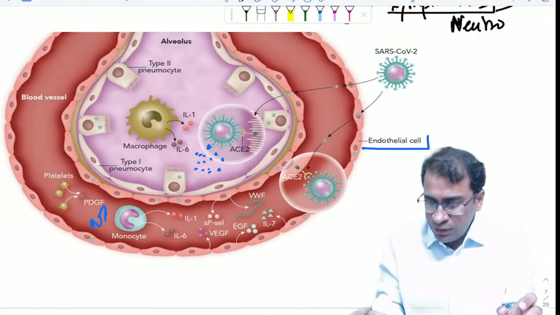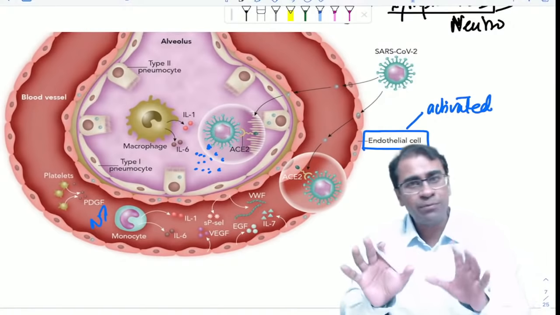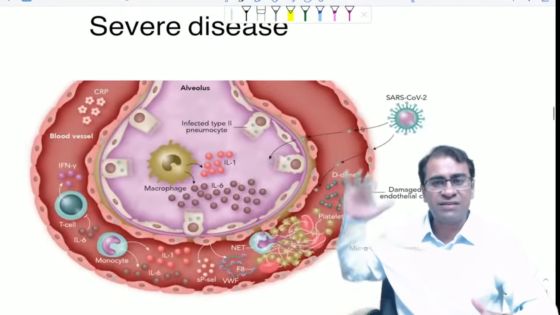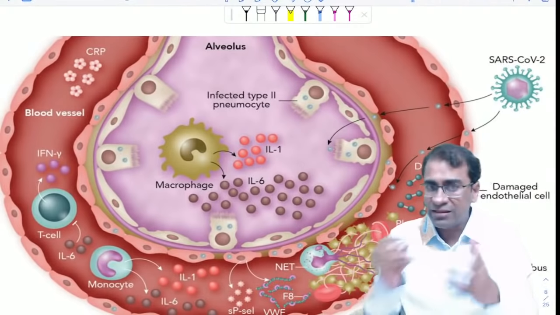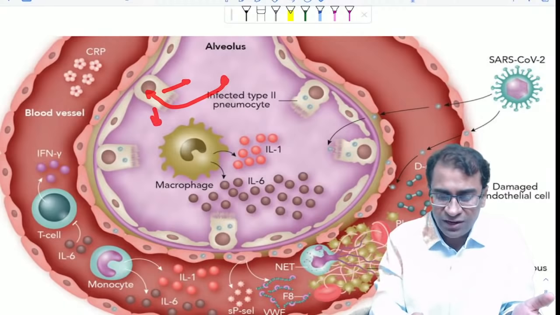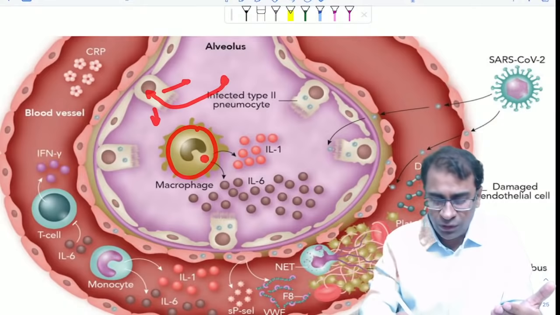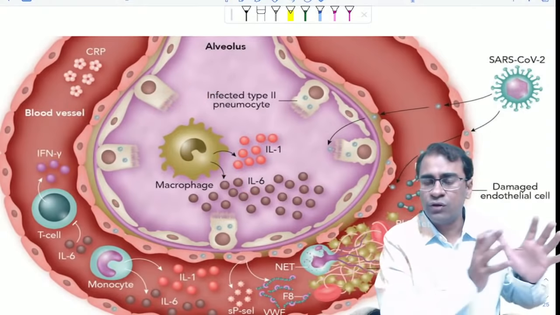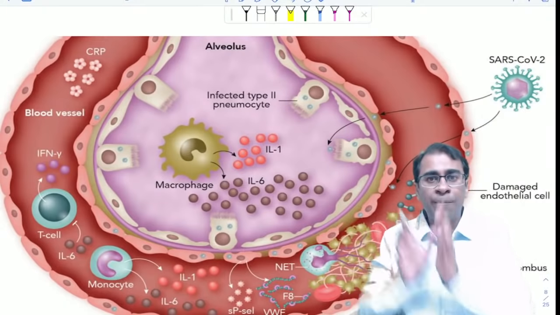Okay. Now, having understood this, you see what happens. Remember, endothelial cells have only got activated. So in the mild disease, it's only activation of the endothelial cells. Let's put this to the severe disease. What happens in severe disease? You see, it's a very complex diagram. What is happening here is, again, the same phenomenon. The SARS-CoV-2 has entered the type 2 pneumocytes. Type 2 pneumocytes are releasing the SARS-CoV-2, and they're picked up by the macrophage. The macrophage is now releasing a huge amount of IL-1 and IL-6. So the activation of the immune cells is quite more in a severe disease compared to a mild disease.